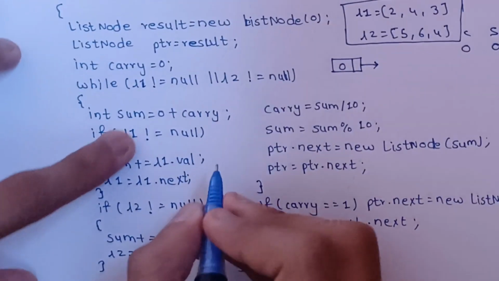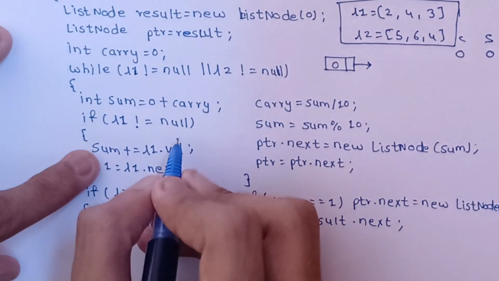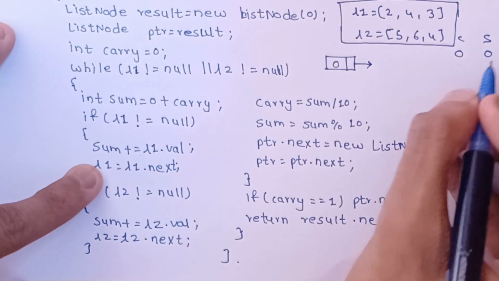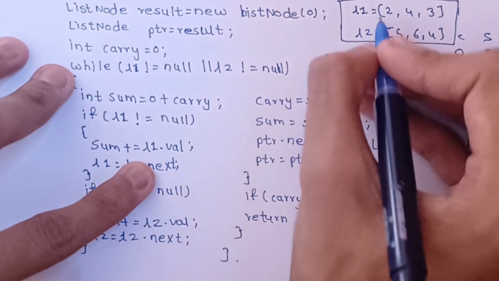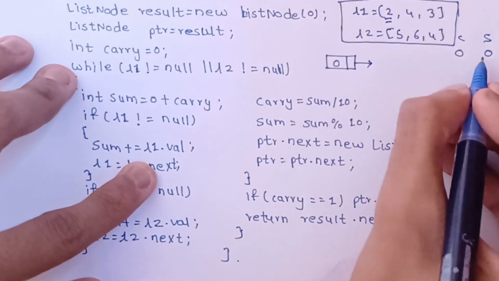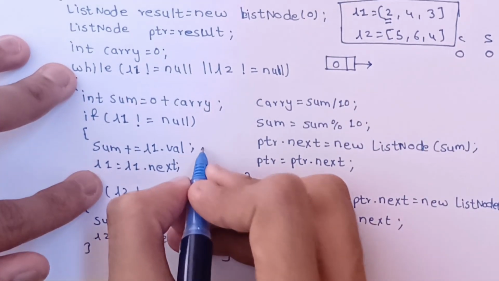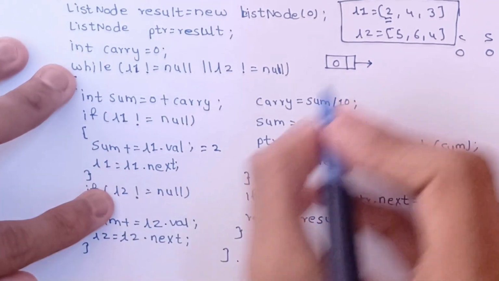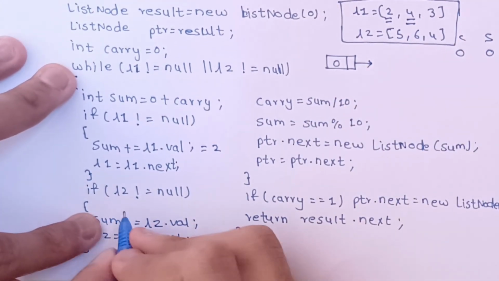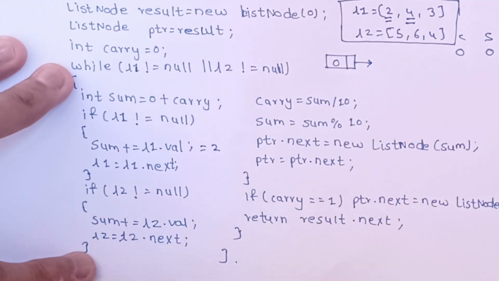Sum is also 0. Now we will put one condition: if list1 is not equal to null, then we have to put sum plus list1 value. At starting, sum is 0 and list1 value is 2, so sum plus 2 is equal to 2. Now sum becomes 2. I will write here sum is equal to 2, and we will move the pointer forward. Now our L1 pointer will be here. Now we will check if list2 is not equal to null. If list2 is not equal to null, then we have to implement this block.